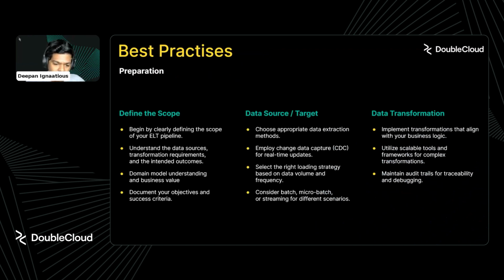So having said that, here are some of the best practices. In general, building a data pipeline segregates into two phases: one is the preparation phase, another is the build phase. During the preparation phase, we define the scope, make sure the sources and targets are configured and compatible, and the last piece is the data transformation.